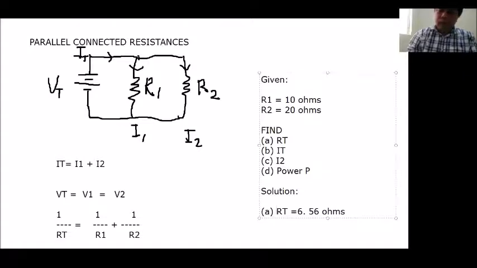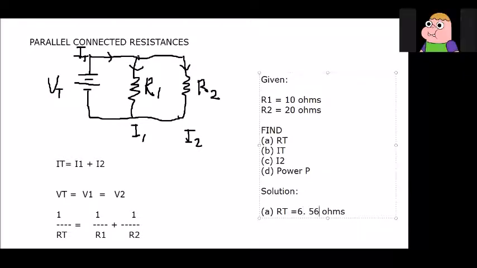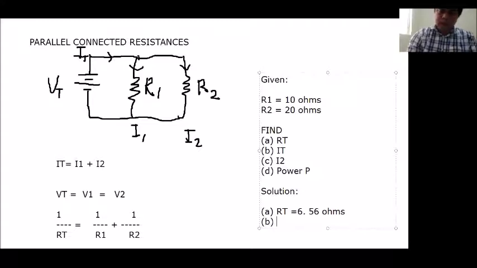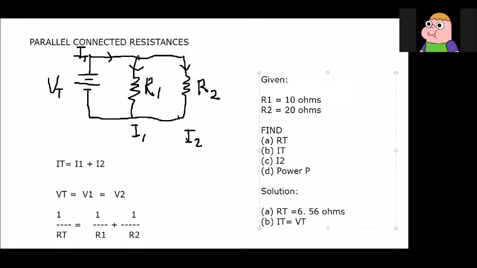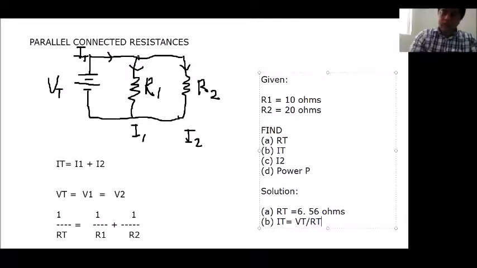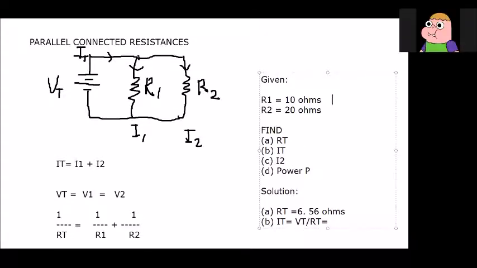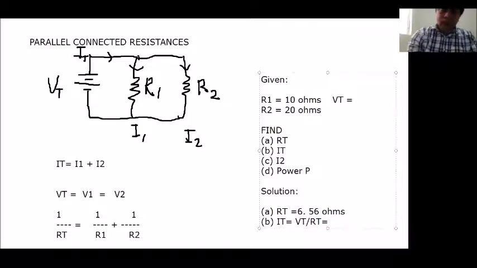What about for letter B? How do we get the total current? I total should be V total over R total, so VT divided by RT. Our total voltage, we provide a total voltage. The total voltage, for example, is 12 volts.